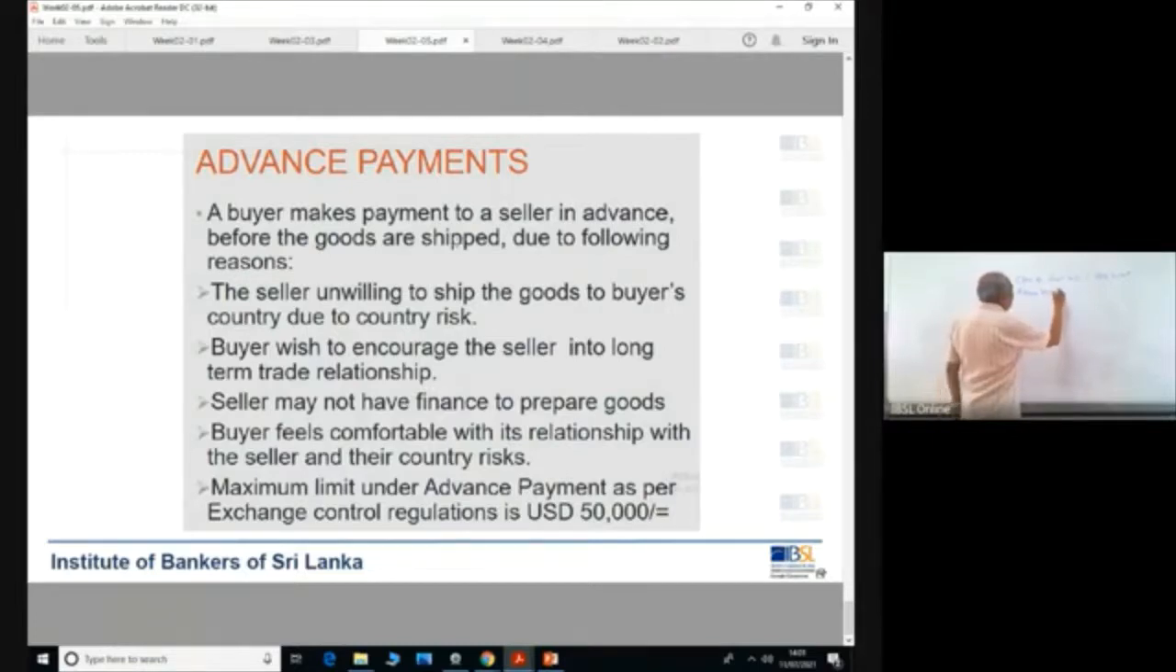Advance payment limit in Sri Lanka, how much? USD 50,000. US dollars 50,000. Right? Yeah, they've been used to that.